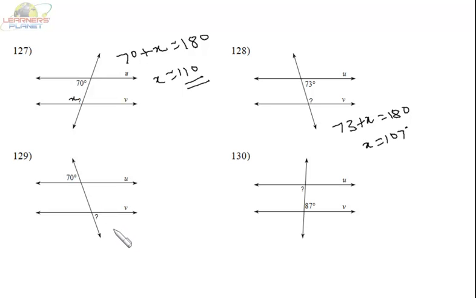Here, both of them are alternate exterior angles. If they are the same, then the lines U and V will be parallel. Here we see the shape of a Z. So 87 degrees and this angle are alternate interior angles. If they are the same, the lines will be parallel. So if it is 87 degrees, it should also be 87 degrees to make lines U and V parallel. Clear?